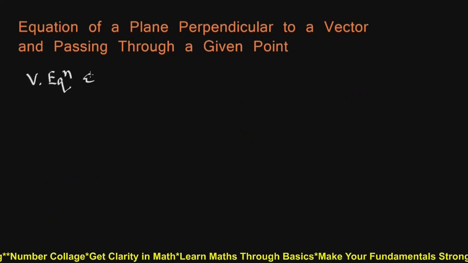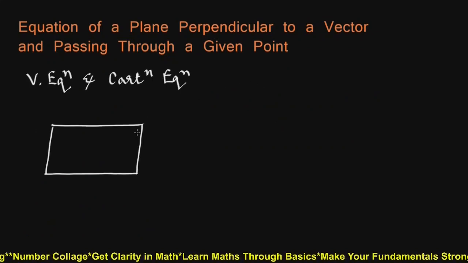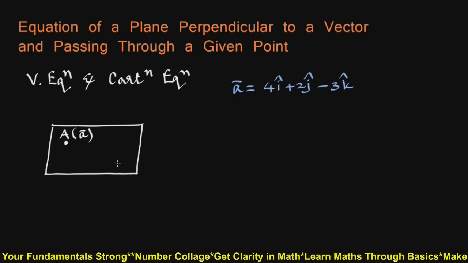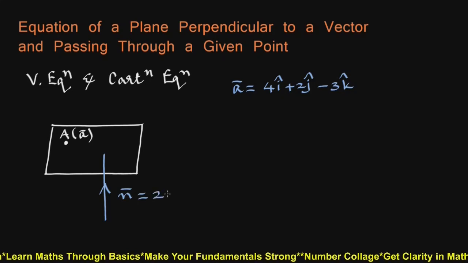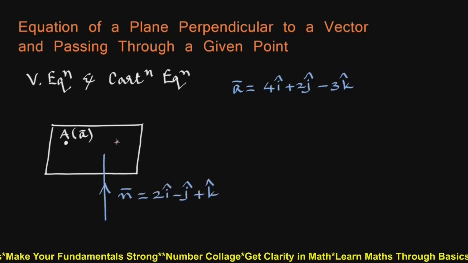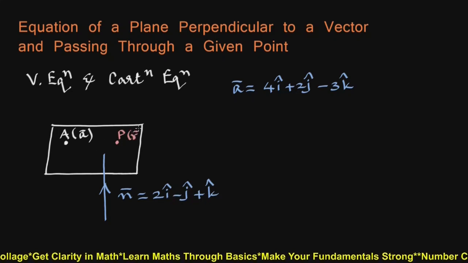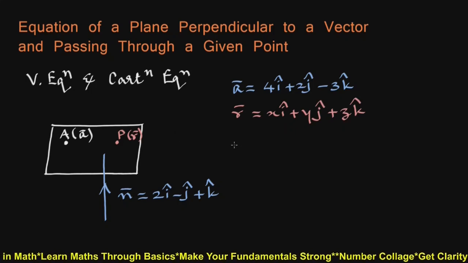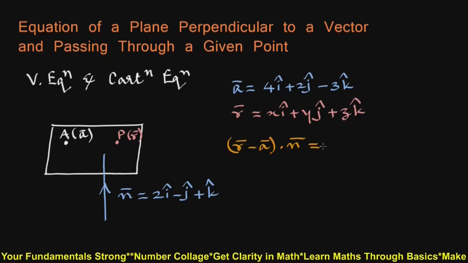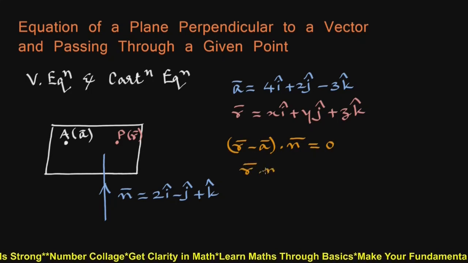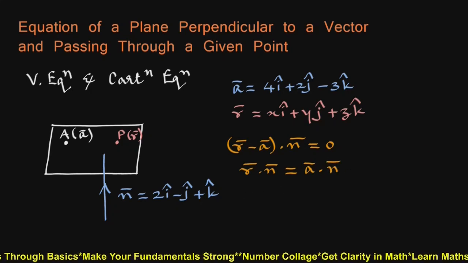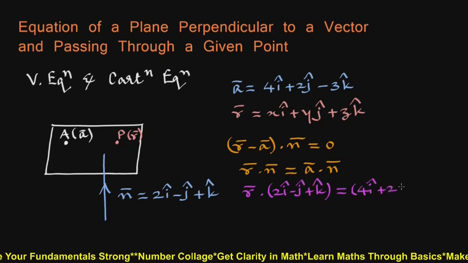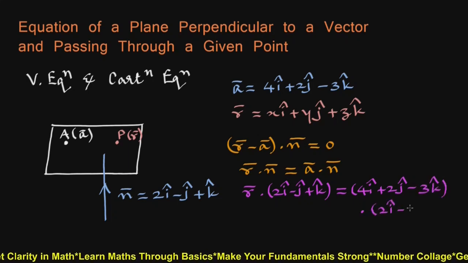Find vector equation and Cartesian equation of a plane passing through the point with position vector a bar, 4 i cap plus 2 j cap minus 3 k cap, and it is normal to a vector 2 i cap minus j cap plus k cap. If P is any arbitrary point with position vector r bar, x i cap plus y j cap plus z k cap, then equation of this plane is r bar minus a bar dot n bar equals 0, that is r bar dot n bar equals a bar dot n bar, which will be r bar dot 2 i cap minus j cap plus k cap equals 4 i cap plus 2 j cap minus 3 k cap dot 2 i cap minus j cap plus k cap.